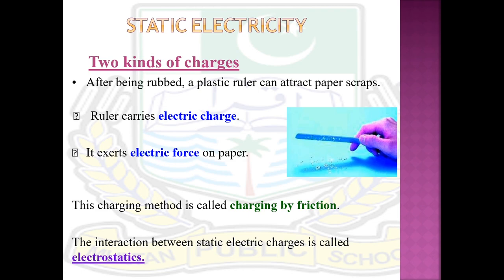Now, there are two kinds of charges. After being rubbed, a plastic ruler can attract paper scraps, so we come to know that the ruler carries electric charge and it exerts electric force on paper. This charging method is called charging by friction, and the interaction between static electric charges is called electrostatics.